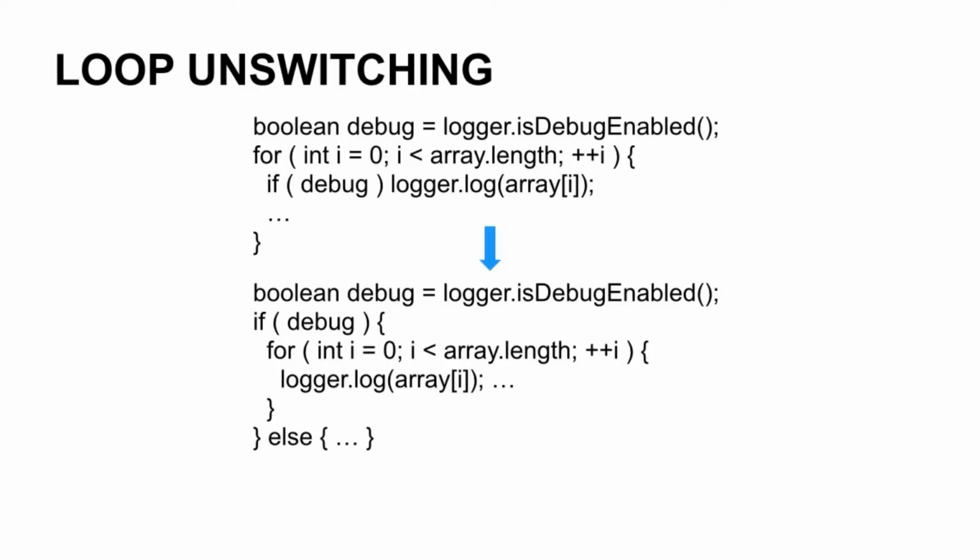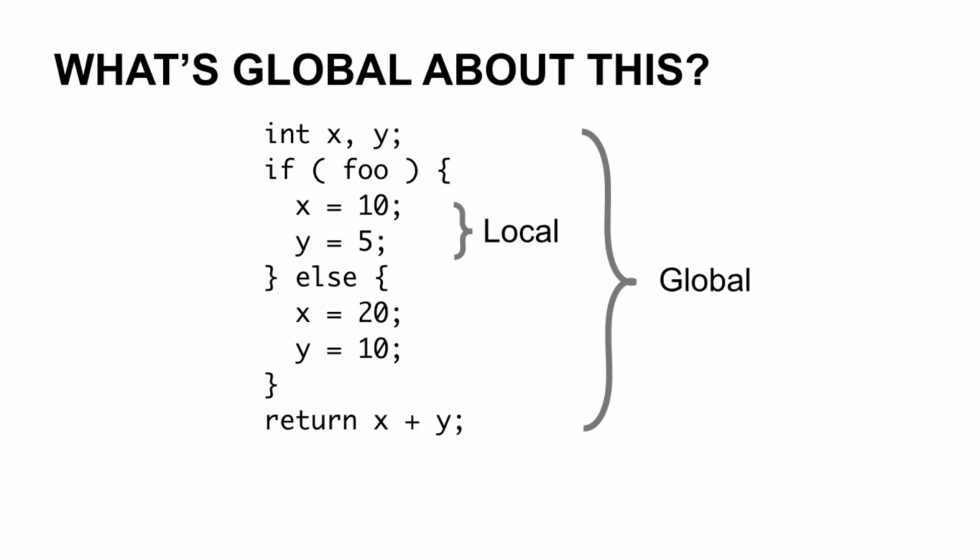One that assumes the variable is always true, and another one that assumes the variable is always false. A compiler can actually do this. Obviously, it results in more code, but it results in faster code, so it's generally a good idea. At this point, you're probably asking yourself, what's global about any of this?